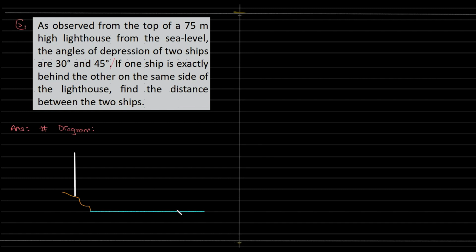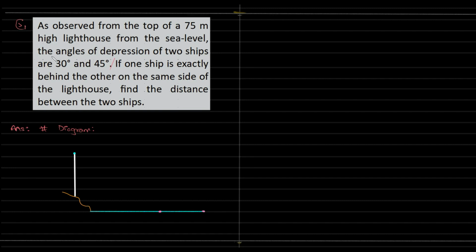We are looking at two things, two ships, right? They are a few meters apart, I guess. I mean, we don't know exactly. What else? Where are we observing from? As observed from the top of a 75-meter lighthouse. Okay, we are observing from this.